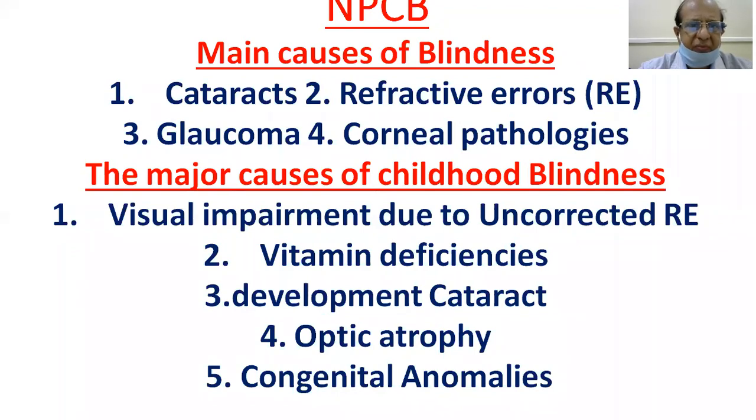Major causes are visual impairment due to uncorrected refractive error. So then it may confirm as a refractive error because it's not corrected. Then vitamin deficiencies may lead to corneal pathology, ophthalmia, and also other problems. Cataract will be developing, but that is not taken care of. Optic atrophy will be there, maybe sometimes congenital and sometimes accidental. Congenital anomalies, of course, are by birth. Certain disorders will be there.